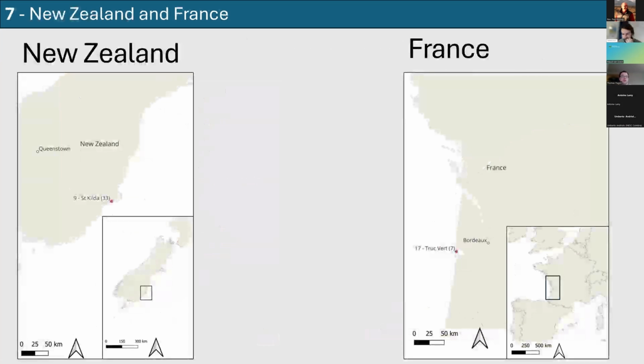And then further, we have New Zealand and France. In both countries, it's just one site, and they're both quite interesting. New Zealand notches are quite different to all the others.